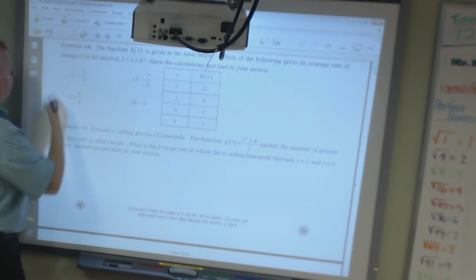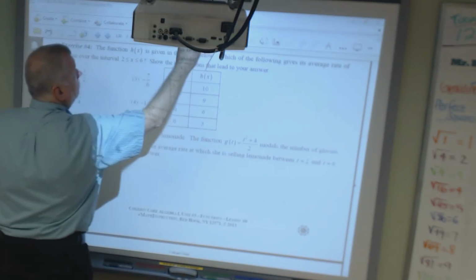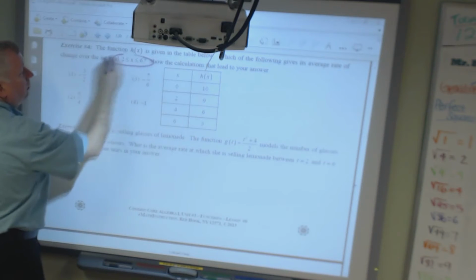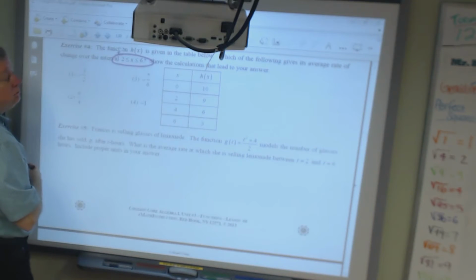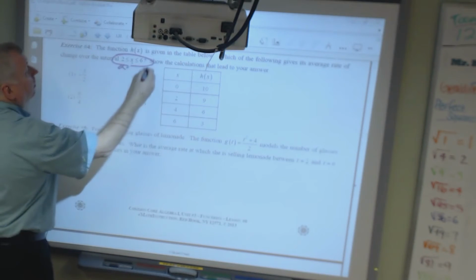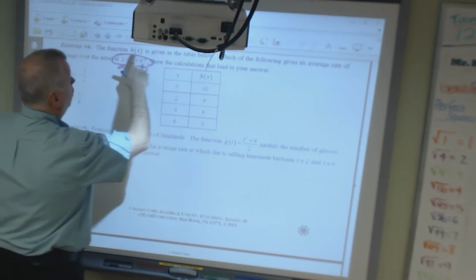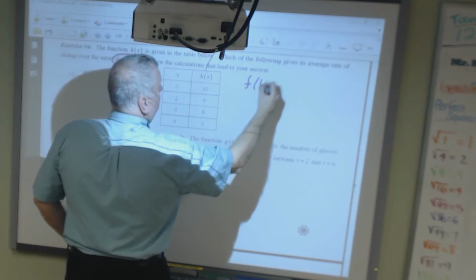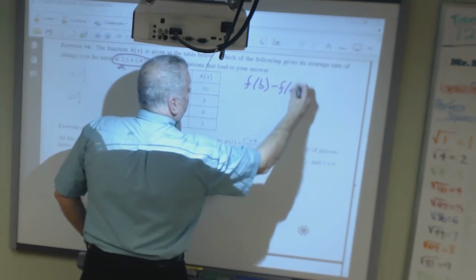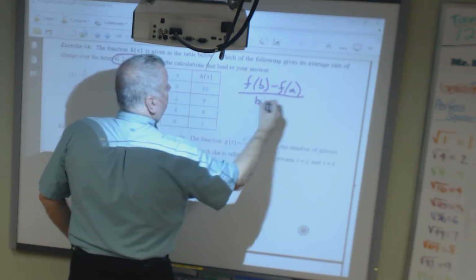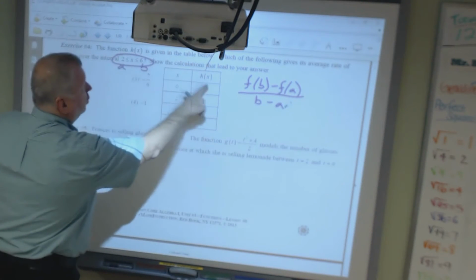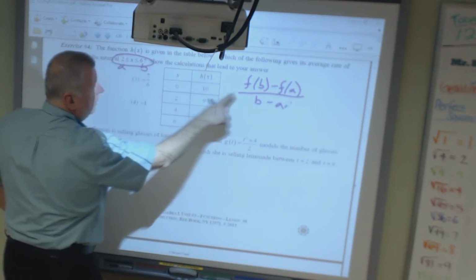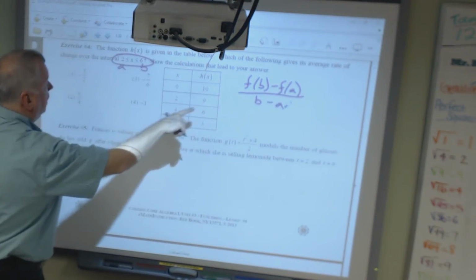So which one is A and which one is B? 2 is A and 6 is B. Good. All right, so we want to use this formula: f of B minus f of A, all over B minus A. Actually, you could write h, because that's what they're using here, but that's okay, it's the same thing.